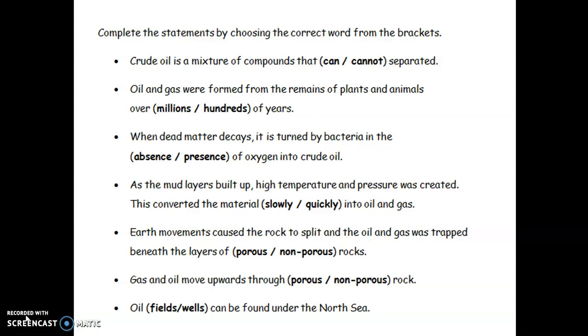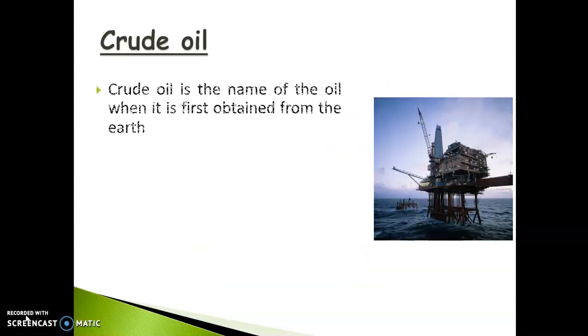Gas and oil moves upwards through porous rock, because porous means it has holes in it, which allows that to happen. And we find oil fields under the North Sea and many other places on the earth as well. Okay, so crude oil is the name of oil when it's first obtained from the earth.